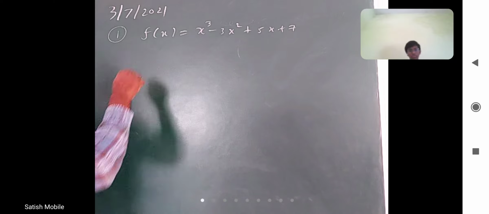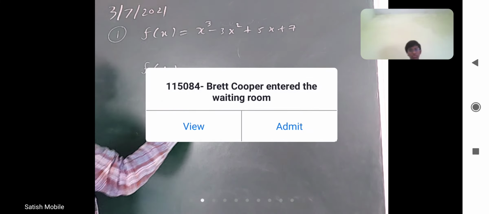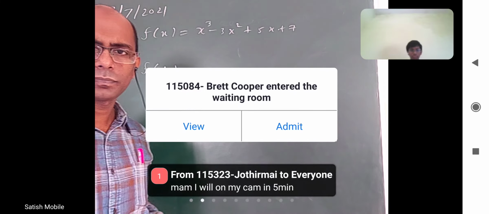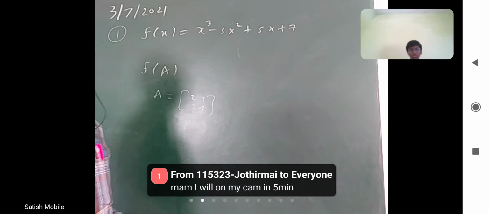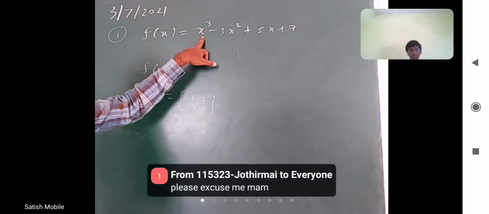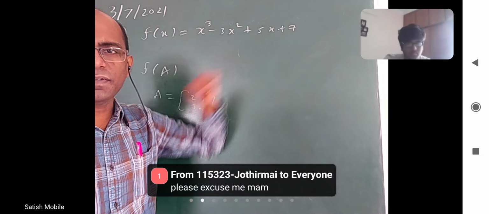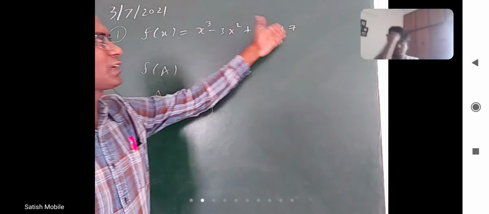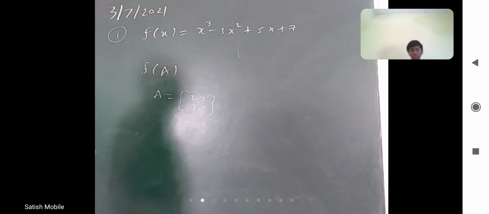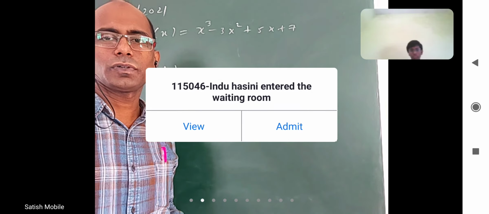Then if I ask f of a matrix A, it is not a number, A is a matrix, 2, 3, 5, 7, something like this, a square matrix. Then f of A means A cube minus 3A square plus 5A, and after that plus 7 is there, right? For a matrix, can we add a number? No, no. We can add to each element, but that is different. We don't call it any such thing.